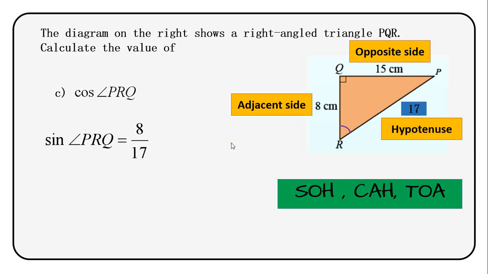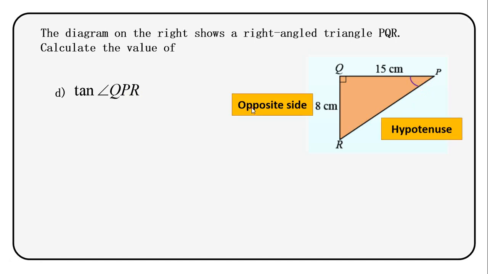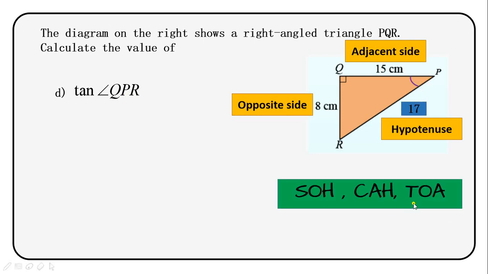So next, tangent QPR. Look at angle P. So identify the hypotenuse, the opposite and the adjacent. And remember the formula. So tangent equals opposite over adjacent. Opposite 8, adjacent 15. So 8 over 15.